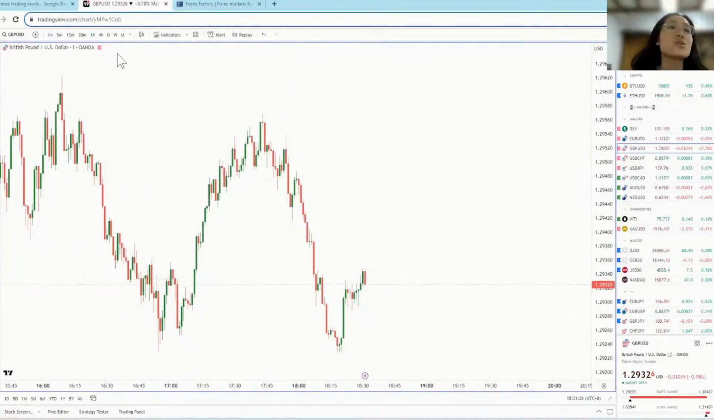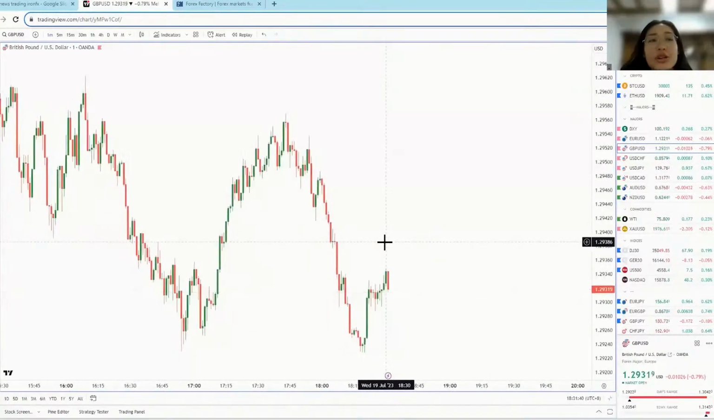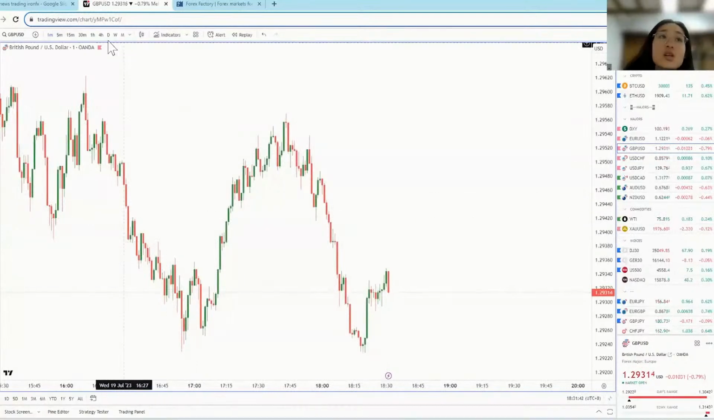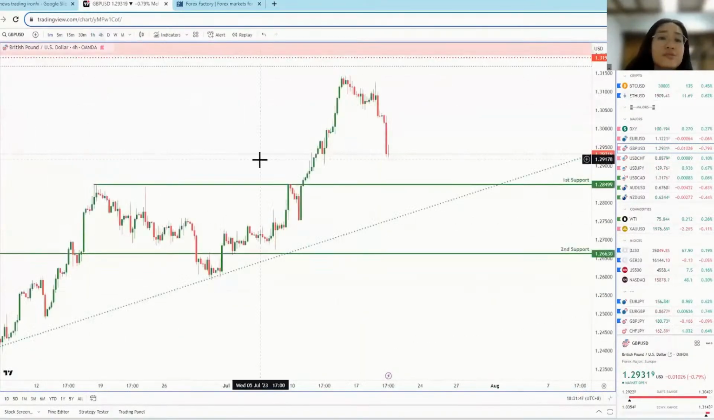Okay, so when we analyze these charts, we won't analyze on the 1 minute, 5 minute, or 15 minute, because there tends to be more noise on these time frames. So we will look at either the 1 hour or the 4 hour time frames. Okay, let me just clear my charts first.